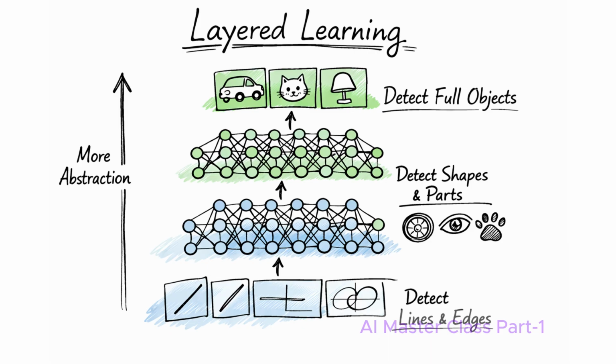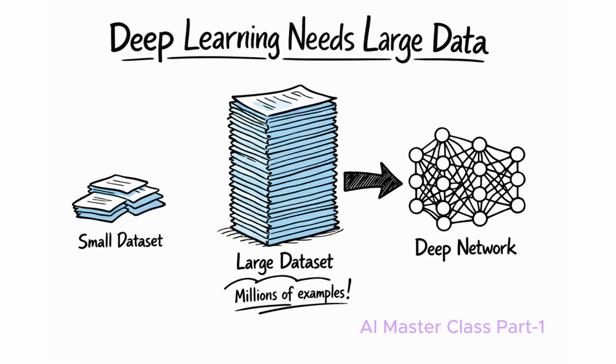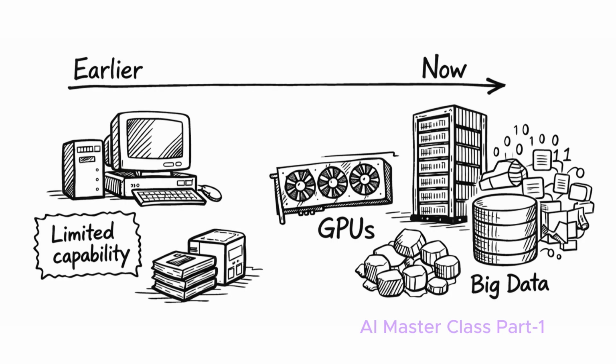For generating the most likely outcome, deep learning needs a large amount of data. This is very important to understand because deep neural networks have millions of parameters. They require a lot of examples to learn properly. If the data is limited, deep learning usually does not perform well. This is one of the reasons why deep learning became successful only recently, because now we have large data sets, powerful hardware like GPUs, and better training techniques. All of these together made deep learning feasible.